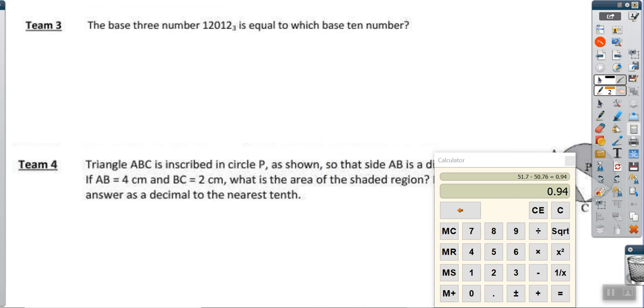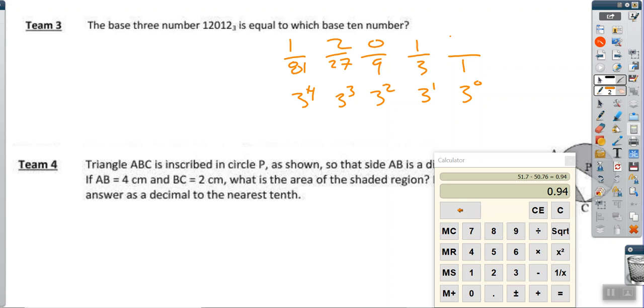The base 3 number 12,012 base 3 is equal to which base 10 number? Oh, well, if there's only one conversion, that's not bad at all. And so we know that the first term is going to be 1, or 3 to the 0. The second term is going to be 3 to the first. The third term is going to be 3 to the second, or 9. The fourth term is 3 to the third, or 27. And the last term is going to be 3 to the fourth, or 81. So I'm going to put in these digits here.